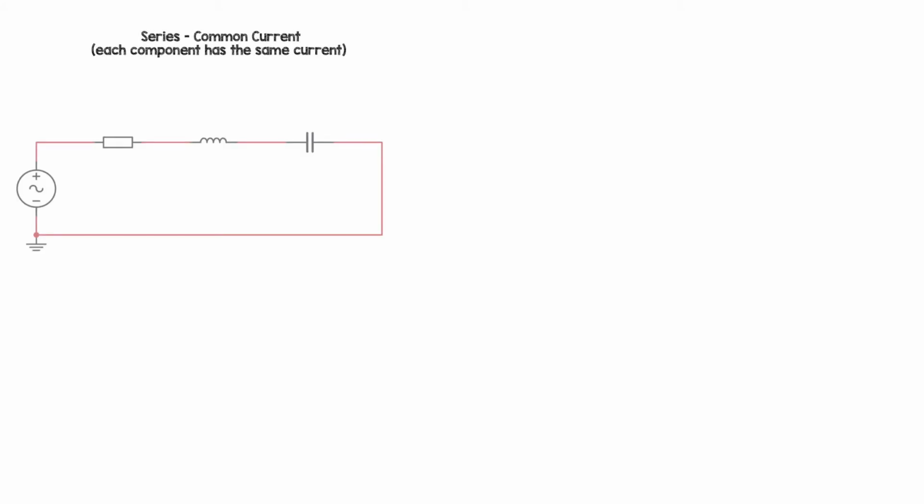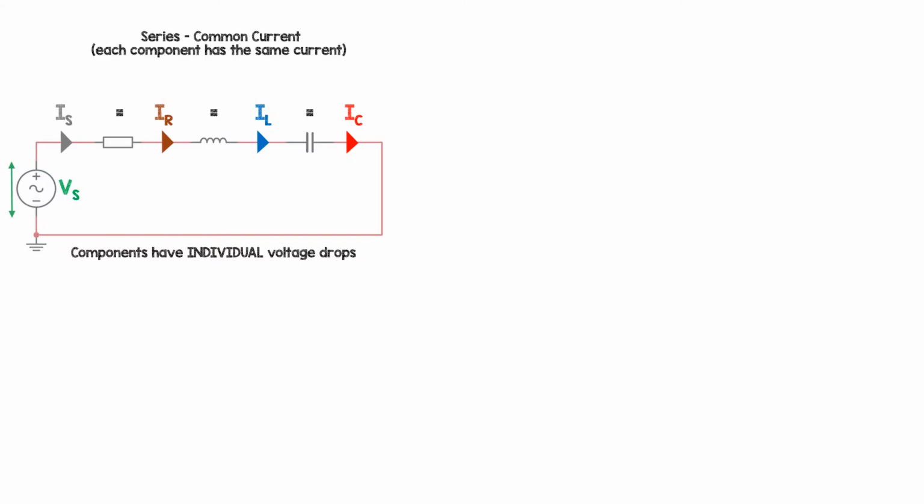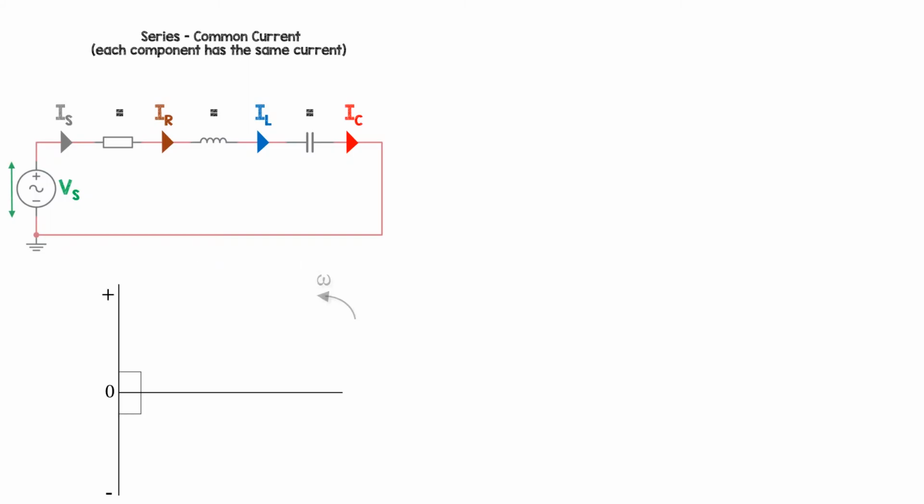I'm going to base my phasors on RLC circuits to start with. A series circuit has a common current. Each component has the same current but different voltages. So there's our supply current, IS, and that's the same current through every component. This could be our phasor diagram. We always put omega on the angular velocity in radians per second. There's our supply current, which is equal to all of the other currents, but we just put IS to make it nice and tidy.